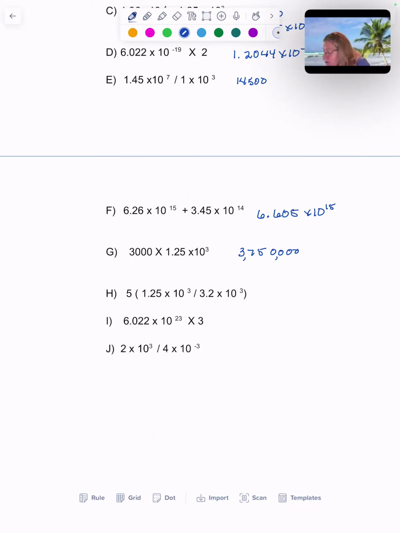Okay, now here's one that's got an order of operations. Remember, by order of operations, we've got to do this division first, then multiply by 5. Remember, PEMDAS, parentheses, comes first. So 1.25 times 10 to the third, divide by 3.2 times 10 to the third. We're going to multiply that all by 5. We're going to get 1.953125.